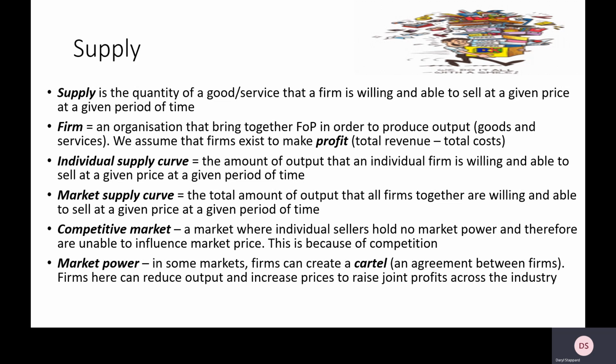We can also have a market where we have firms that have got lots of market power. The idea is these firms could work together to create what we call a cartel, where they look to raise prices together so they can earn more profit collectively. So this was often a market where you've got a few firms that haven't got many rivals in the marketplace.